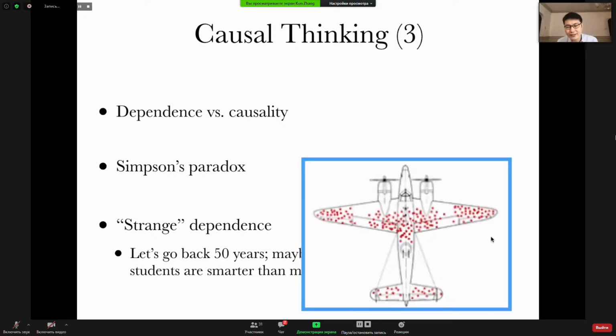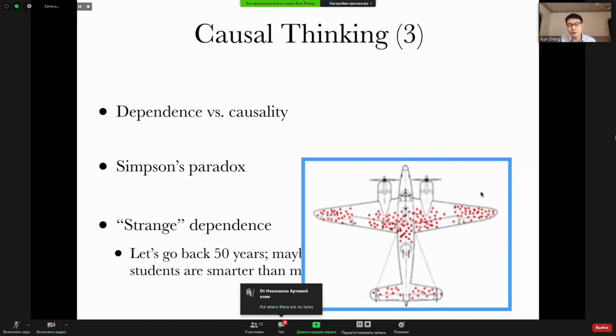Right here, you can see a lot of holes in the airplanes that returned from wars. Now let's try to answer the following question. Suppose you want to make the airplane better by putting some armor somewhere on the airplane. Would you like to put the armor here or here? Some people may say, oh, here you can see a lot of holes. That's why we should put armor there to make this part stronger.